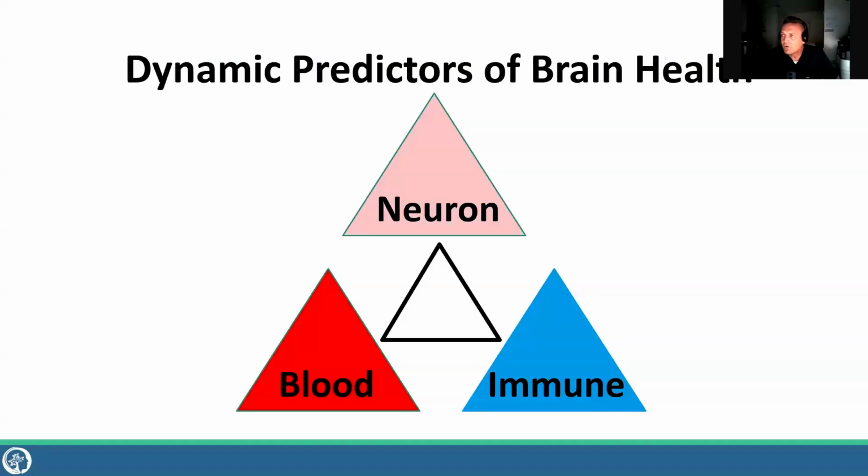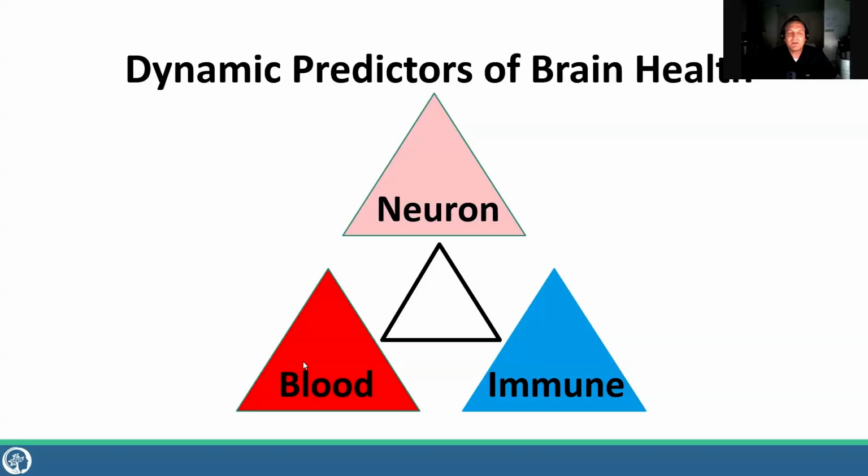Okay? So if we back up now for a minute and we say, Randy, tell me the dynamic predictors of brain health. I really tried to simplify this so you would know. Look, if you want good brain health, you really need three components: your nerves and your immune system. So that's this upper portion here, your neurons and your immune system. They've got to be settled down and functioning and doing well.